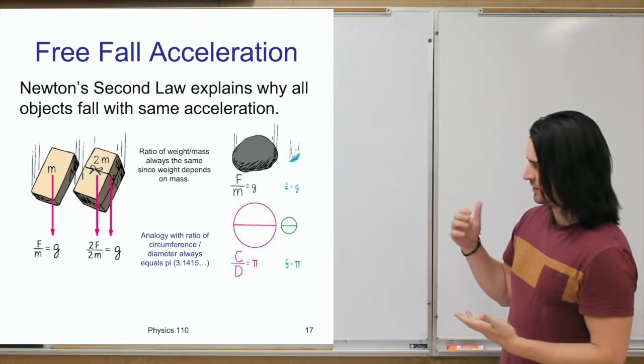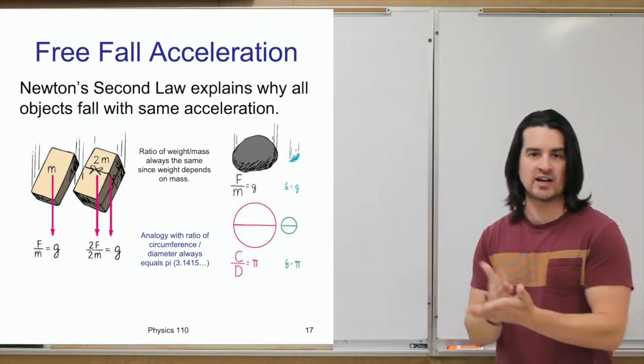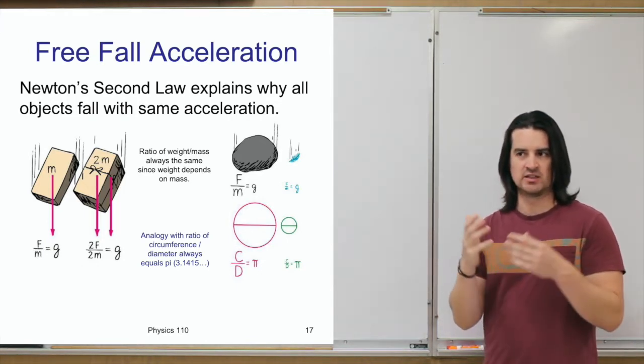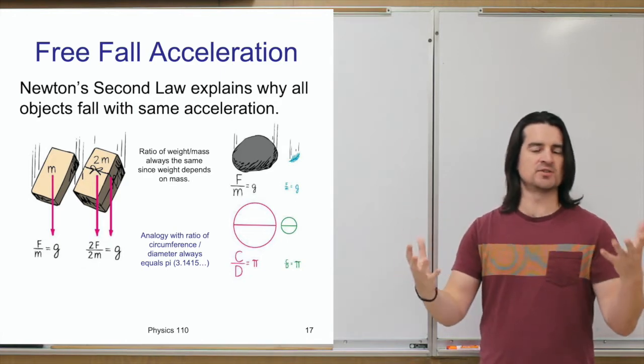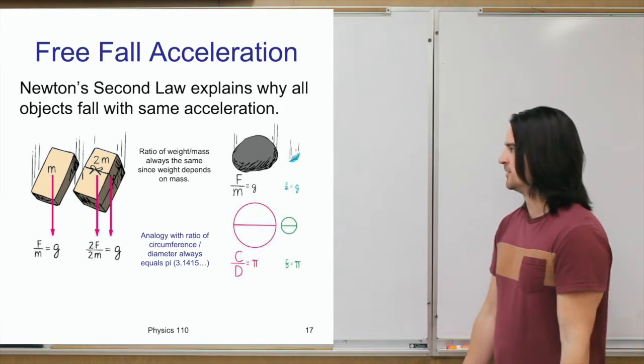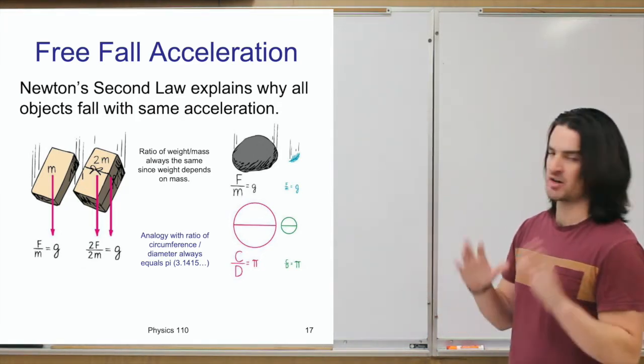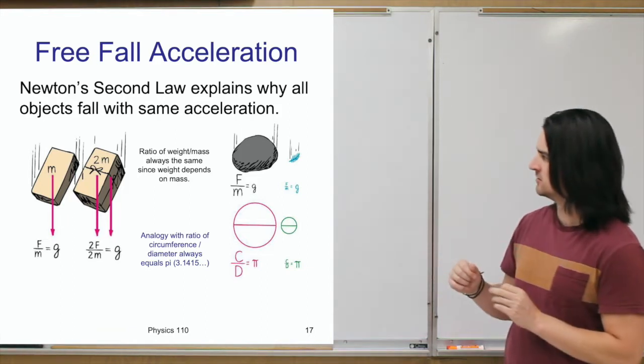So, in a sense, Newton's second law is one way of understanding why Galileo was correct that it doesn't matter how much an object weighs or the mass of an object, it's going to fall at the same rate. Assuming air resistance isn't that big of a deal. We'll talk about air resistance a bit at the end of this lecture, actually.